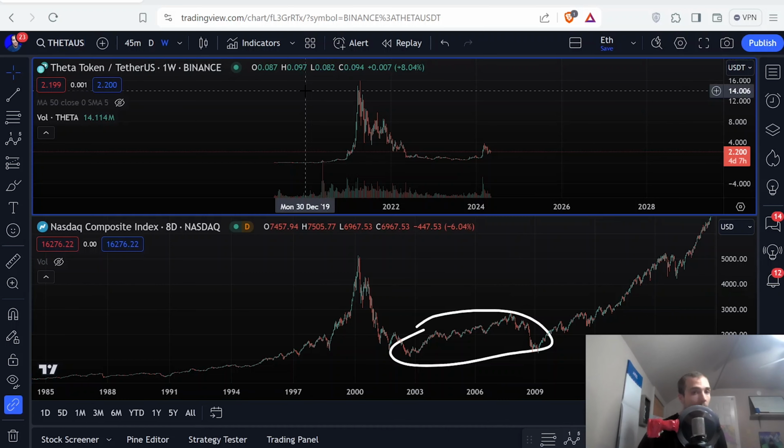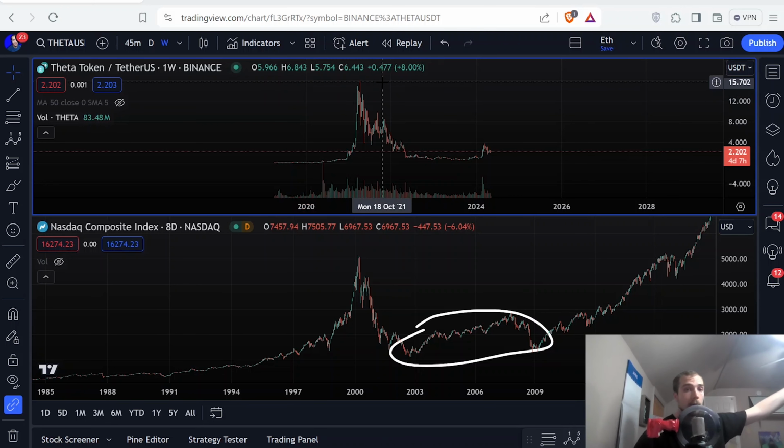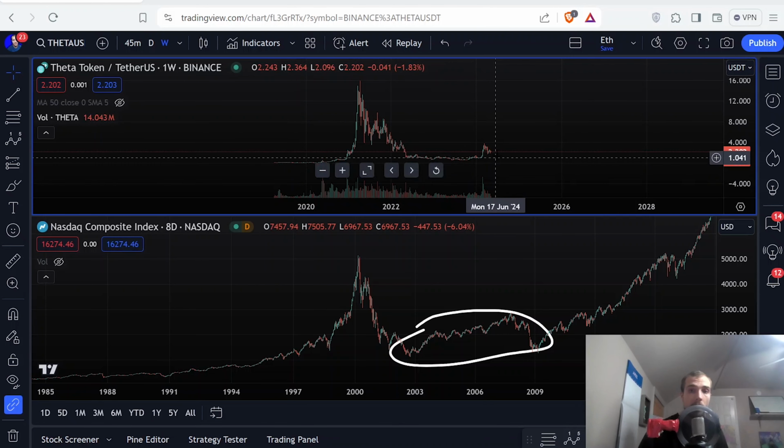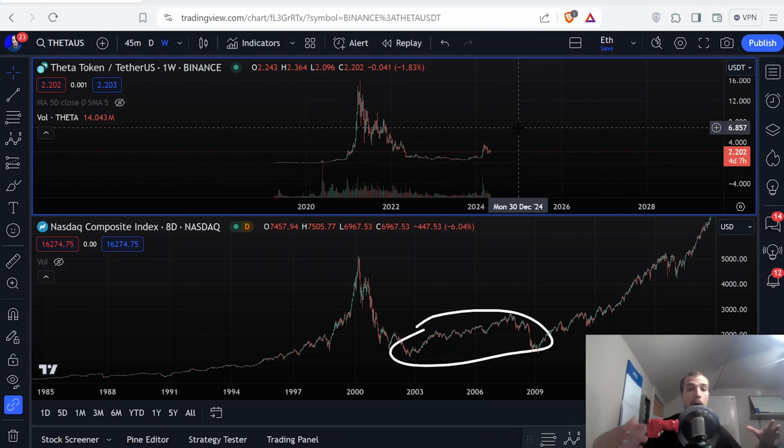So if you take a look at Theta token today, people may wonder if they should invest in it or not. People are like, okay, well, crypto's down. Since 2021, crypto saw a pretty big move down. In other words, we had a bubble pop, right? Very common market cycle structure.